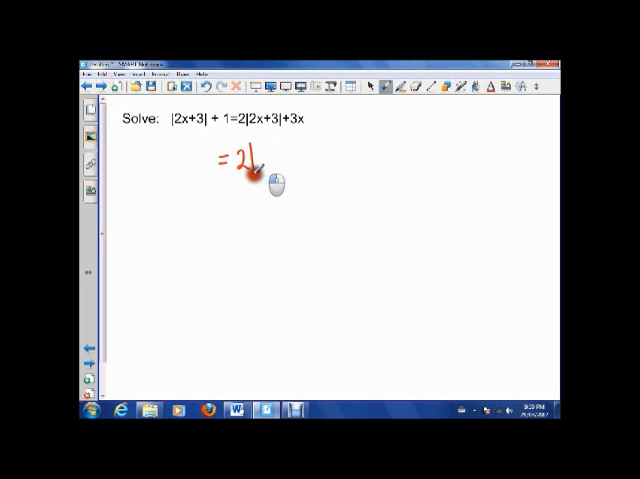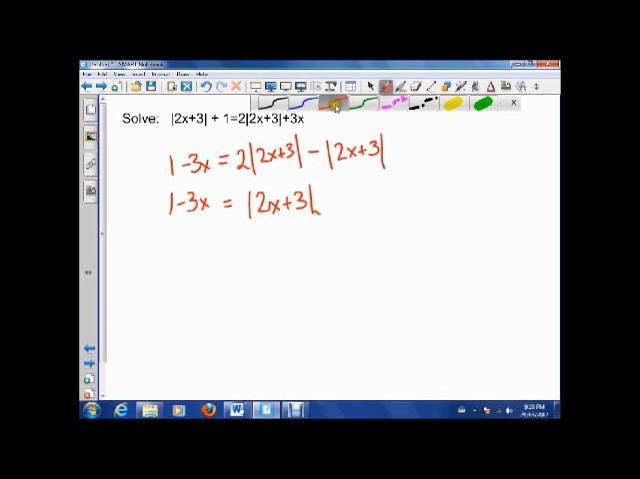So I'm going to keep this 2 absolute value 2x plus 3, and I'm going to bring this absolute value over. So I'm going to subtract absolute 2x plus 3. Okay, and over here I have this 1, and I'm going to subtract 3x. Okay, now to simplify, if I have 2 of these minus 1 of these, I'm just left with 2x plus 3. Right? So now what we're going to do is we're going to break into our cases.